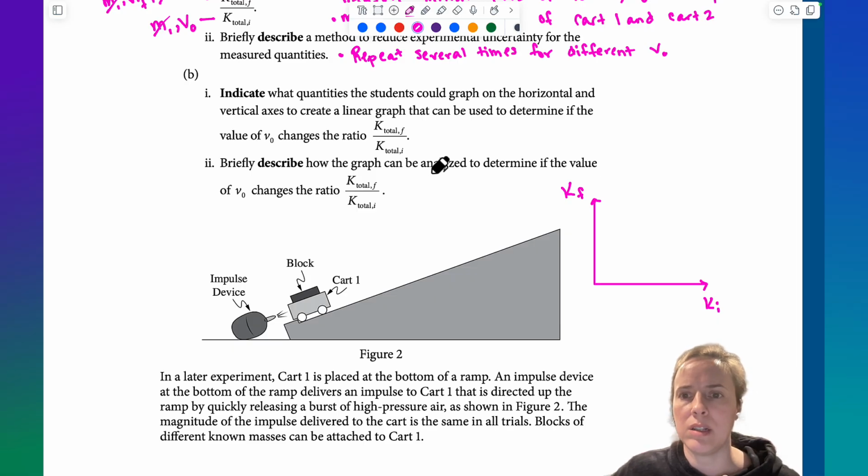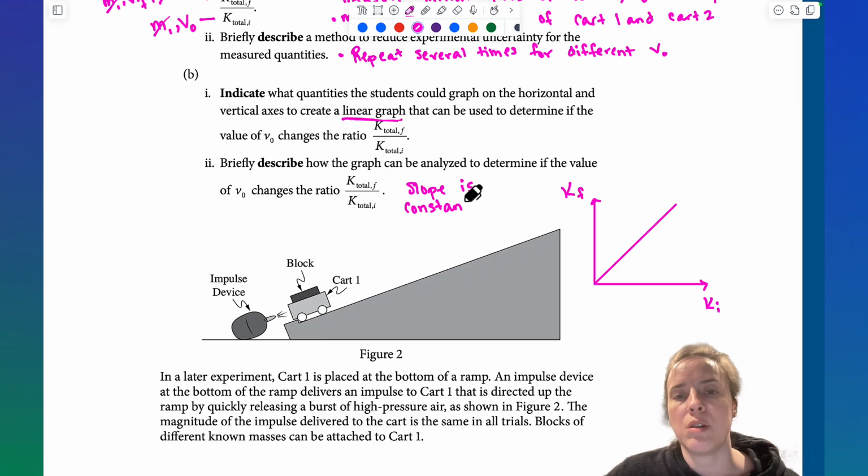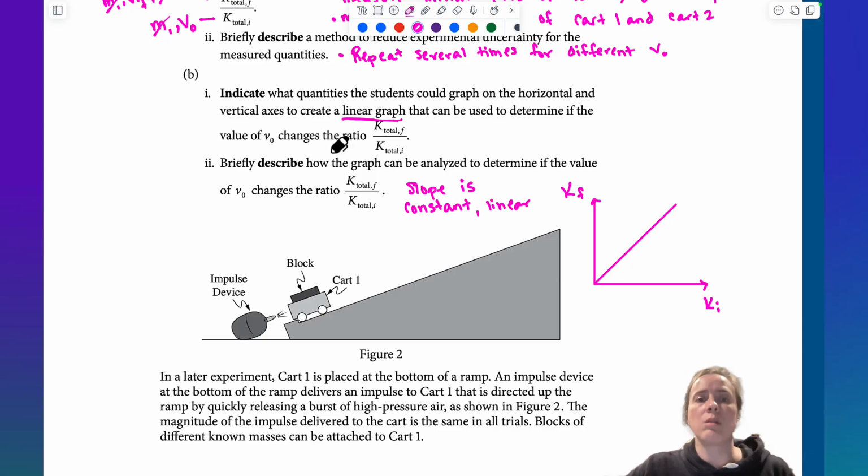So if I did that, and I think about how I can analyze the graph? Sometimes what they're looking for here is a slope. Usually they're looking for a slope. So if I was going to find the slope of this, rise over run, and that ratio was not going to change, the slope of that line would be constant. So that's what they're looking for in part II if we made this graph. So you could say the slope is constant. You could say it's linear, something to indicate that it's going to be a straight line. So in either one of these cases, it's going to end up being a straight line. It's really going to depend on what you end up graphing.